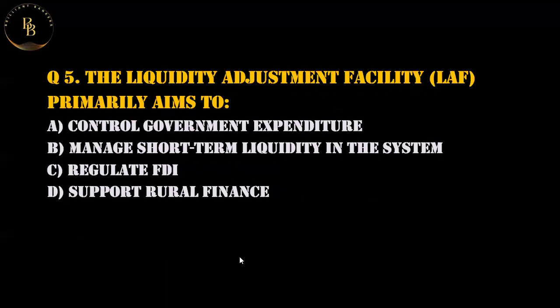Coming to question number 5. The Liquidity Adjustment Facility, the LAF, primarily aims to which of these? Control government expenditure, manage short-term liquidity in the system, regulate the FDI, or support rural finance. What is that? And what does LAF have or include?